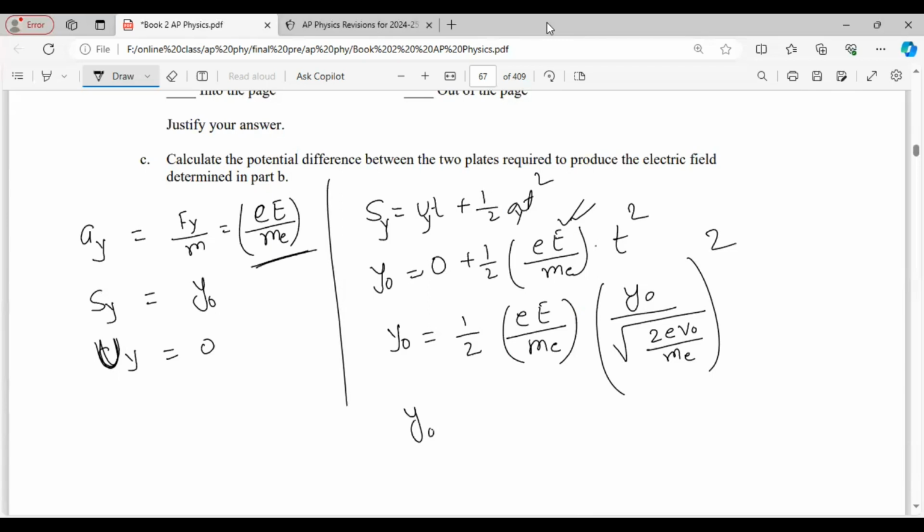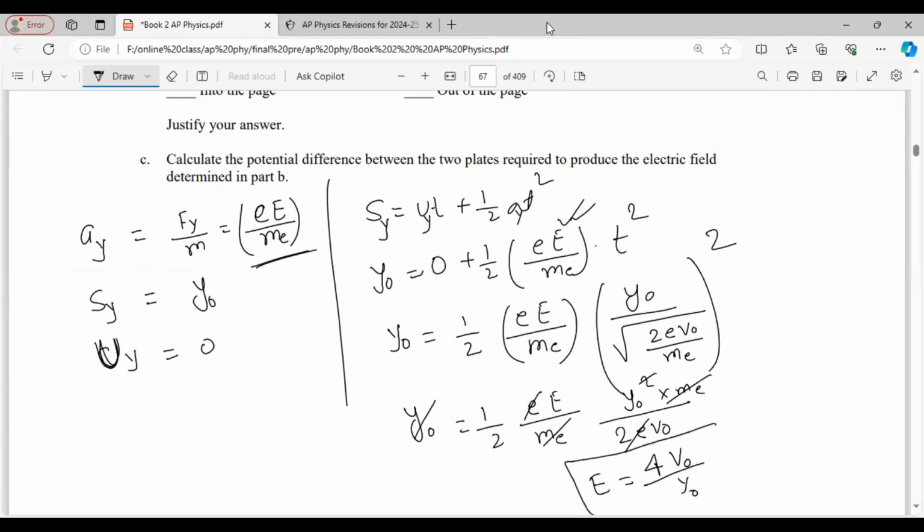So see, y naught is equal to half E upon m of e, this y naught square upon 2eV naught. This m of e goes upside, this will cancel out, one y naught will cancel out, one e will cancel out. So from here we can find the value of this electric field E. This will be 4V naught upon y naught. So from here we have calculated the magnitude of E.